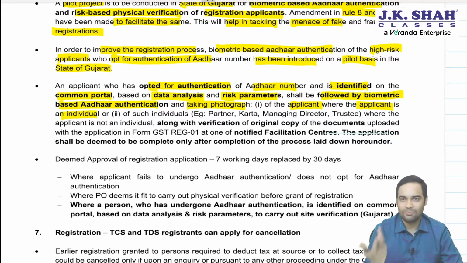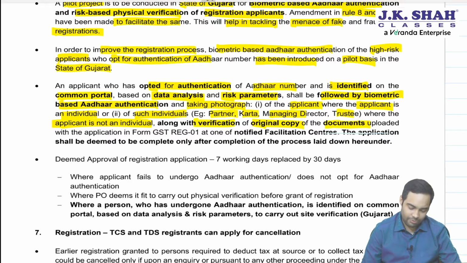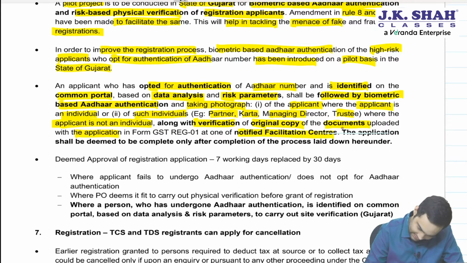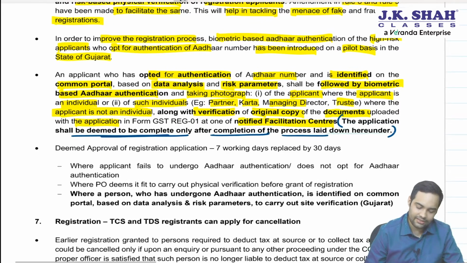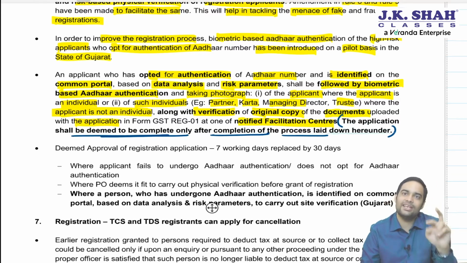If it's a proprietorship firm, the individual only has to go, or of such individuals where the applicant is not an individual. It will be the partner, karta, managing director, or trustee, along with verification of original copies of documents uploaded with the application at one of the notified facilitation centers. And this can be asked in your exams. The application shall be deemed to be complete only after completing the process laid down. That means only once you complete the biometric based Aadhaar authentication is the application said to be complete.